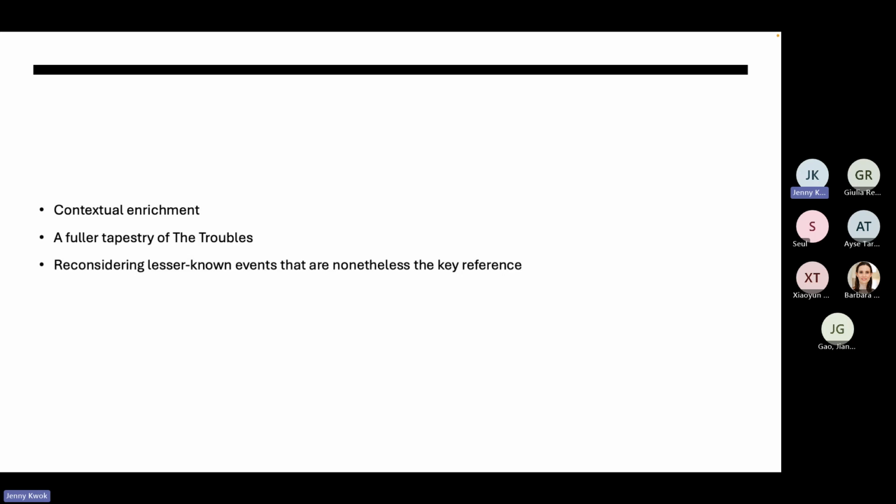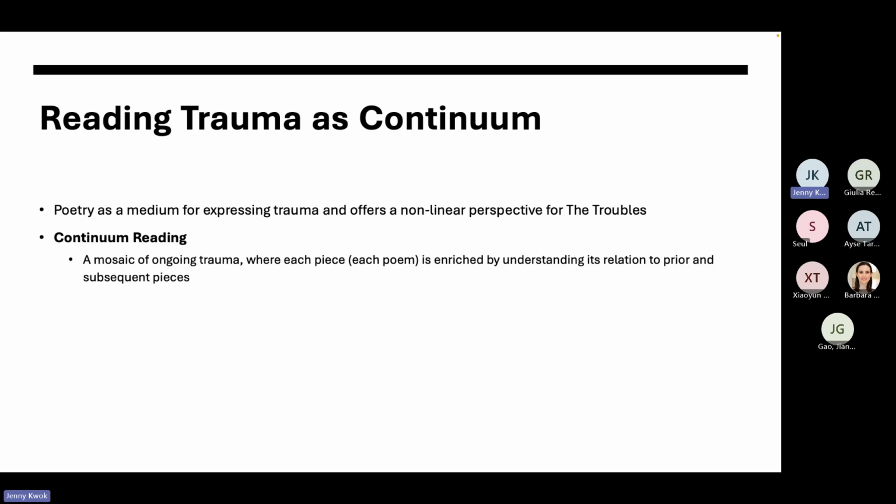There are things happening beneath. And also history is not linear, because we see events happening in the future actually share similar semantic information with the poems that were written in the past. And finally, it helps us reconsider lesser known events that are nonetheless key references and key influences to the poems, as shown in the network.